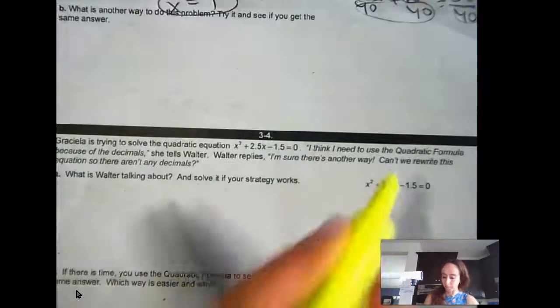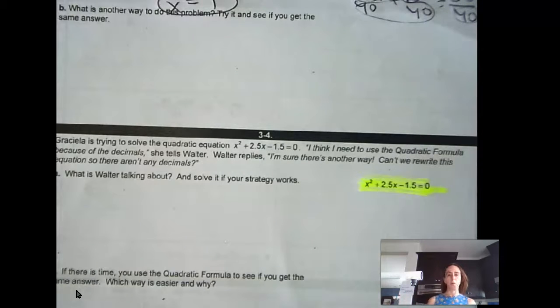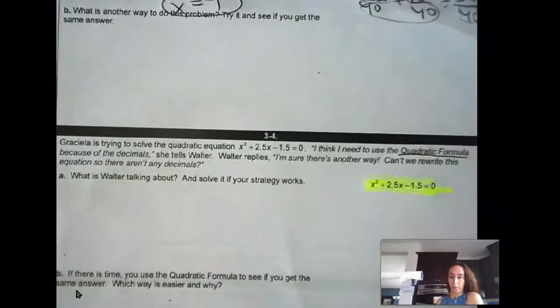This next problem, you see this here. Now, what makes this difficult? You've solved things before, but what makes this difficult is that it's decimals. Okay? So they're saying do the quadratic formula. Yeah, we can do the quadratic formula down here. But I'm going to show you a different way that I would do it.